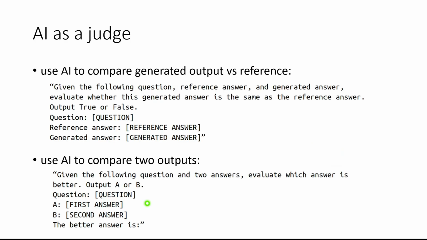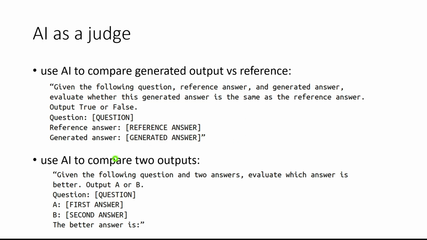Another interesting way to judge the generated output is to use AI as a judge. If we want to evaluate an output generated by one language model, we can use another AI with specific prompts to compare the generated output versus the reference output. Here's the prompt. For example, we can provide the question, the reference answer, and the generated answer, and ask the judge AI to say whether they are the same or different.